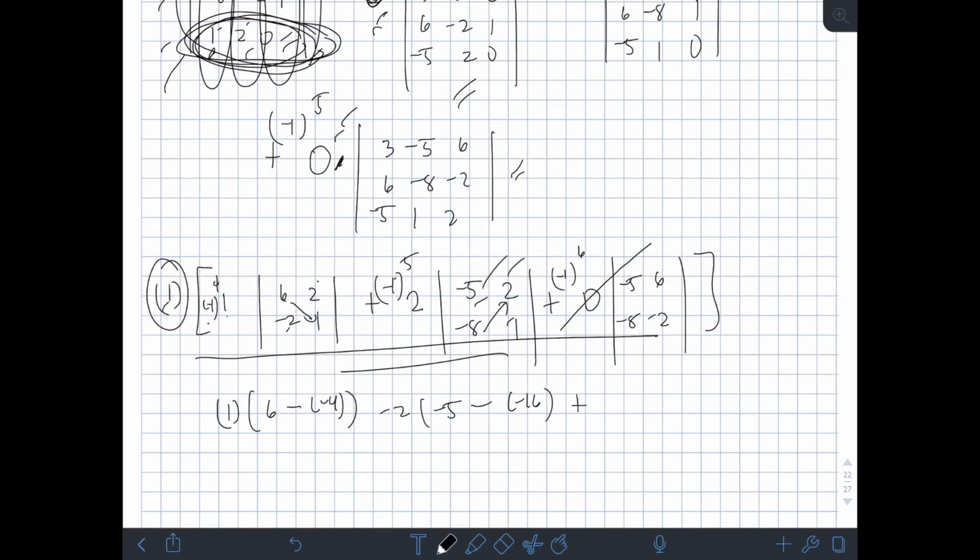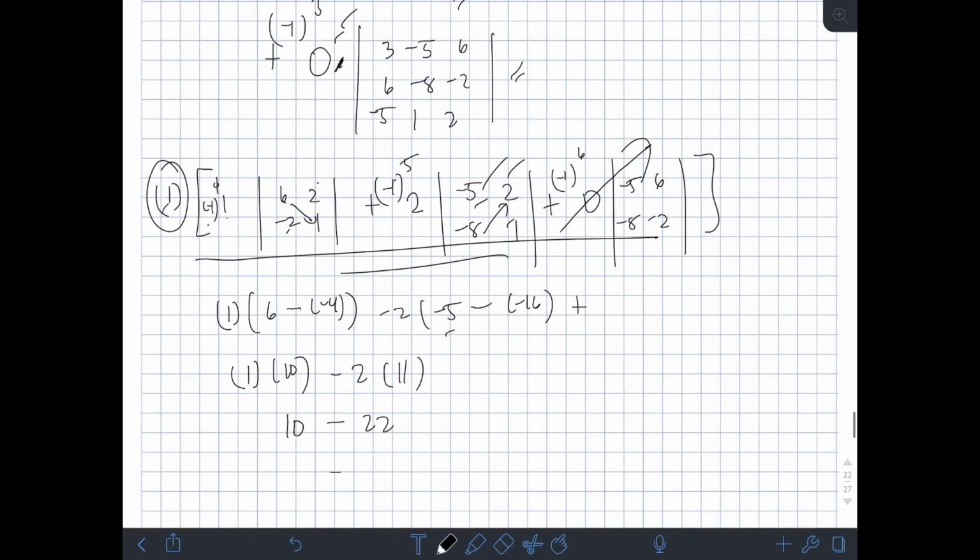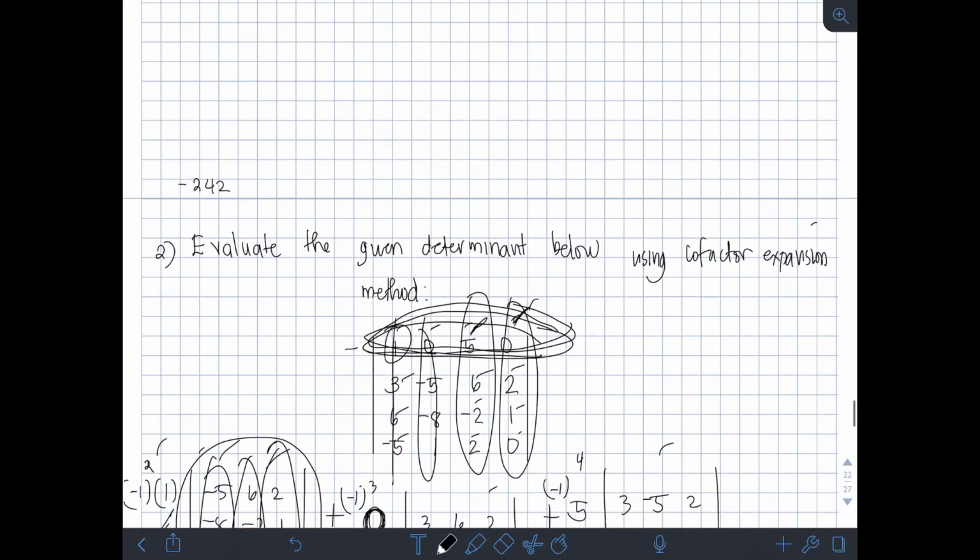Then, plus, so 0 na to, right? Kahit di ko na i-consider. So, 1 times 6 minus negative 4 is 6 plus 4 or 10, right? Minus 2 times negative 5 minus negative 16 is 11. So, 1 times 10 is 10 minus 2 times 11 is negative 22. Or 10 minus 22 is negative 12. So, ito yung isang value.